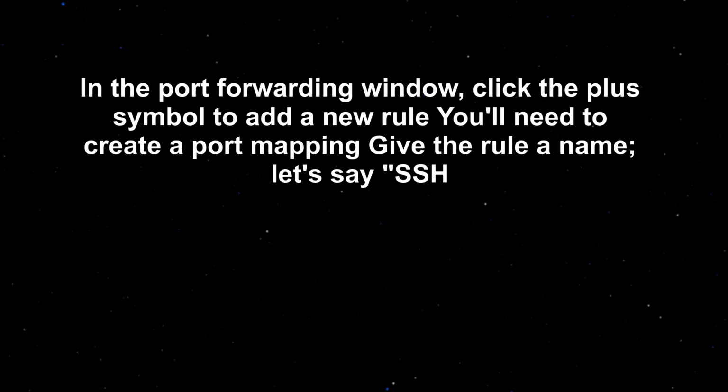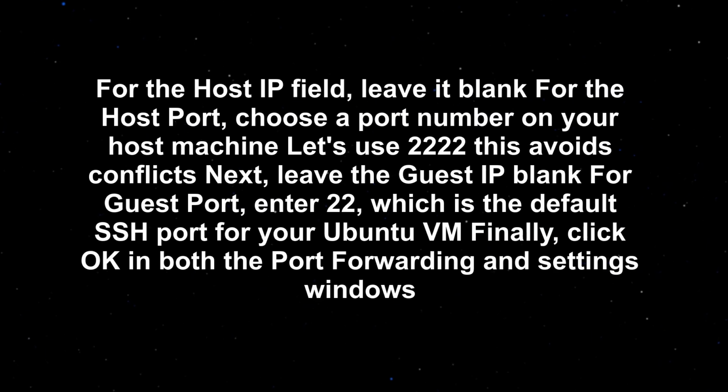In the Port Forwarding window, click the plus symbol to add a new rule. You'll need to create a port mapping. Give the rule a name, let's say SSH. For the host IP field, leave it blank. For the host port, choose a port number on your host machine. Let's use 2222, as this avoids conflicts.